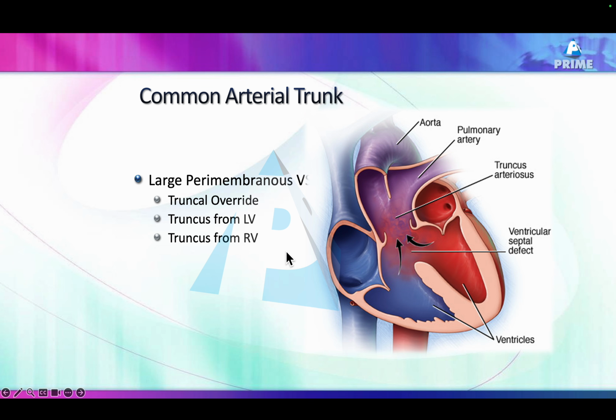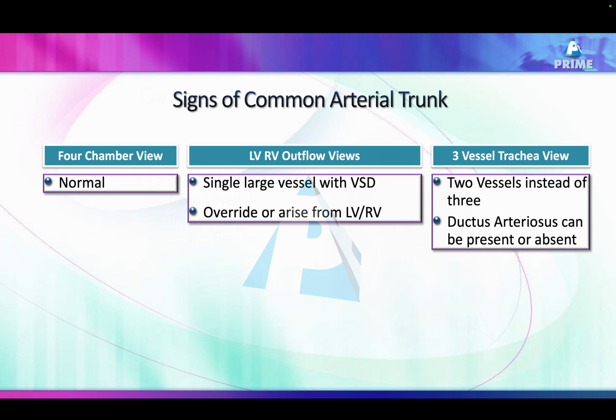Our patient actually had an override because of a large VSD, and this was a truncus, a common arterial trunk, which divided into two, pulmonary artery and aorta. The truncus can override on the VSD, can come exclusively from the LV or exclusively from the right ventricle. I will show you one or two cases there.